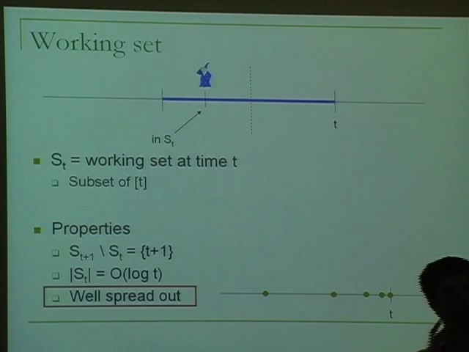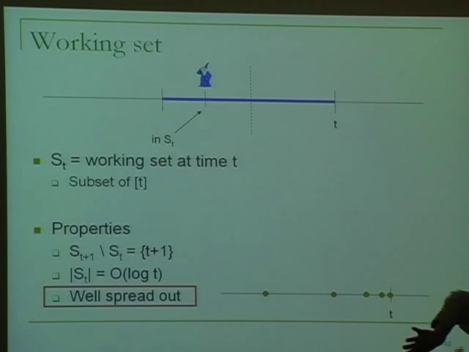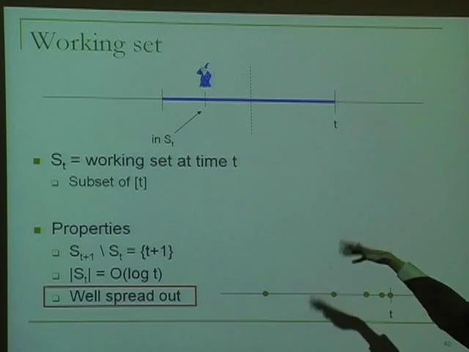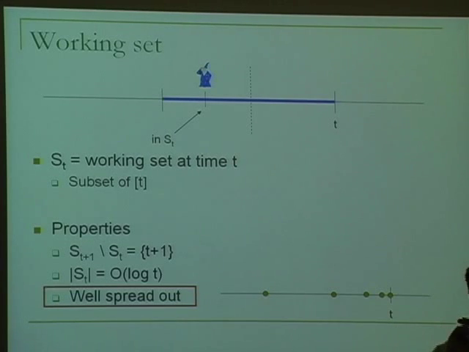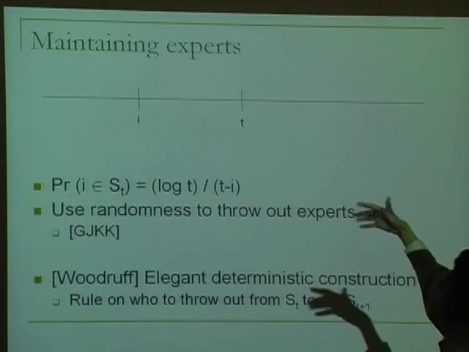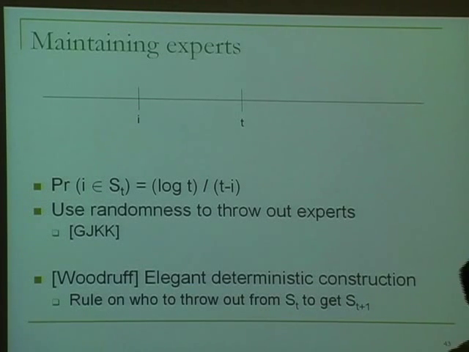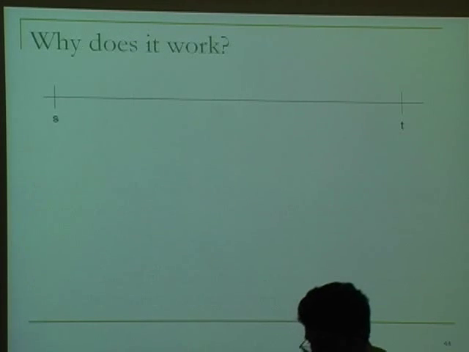But that's actually not what we do. That's not what we do. We just throw, according to this rule, some sort of combinatorial rule which has nothing to do with the weights. So I won't get into actually how this is maintained, but there are very elegant deterministic constructions that give you a rule that from st, throw these people out to get st plus 1. So we can maintain these properties.